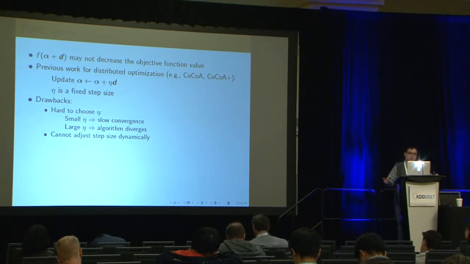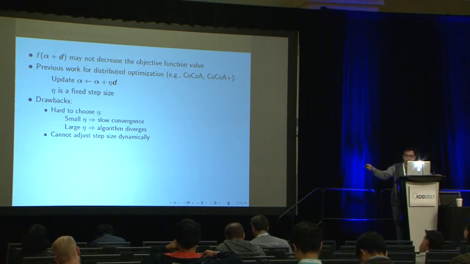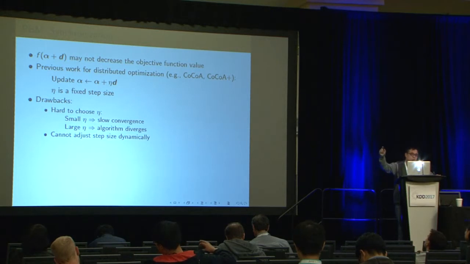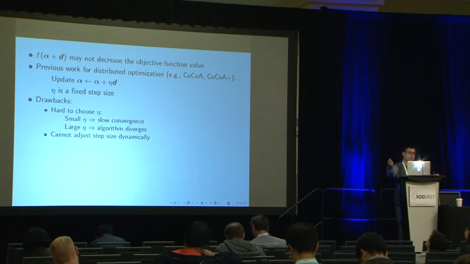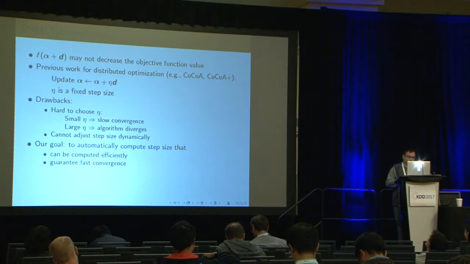But in a distributed system, I just want to solve the problem using multiple machines. If there's an additional parameter to tune, then you may spend even more time to find this parameter. Another drawback is that if you just use a fixed step size, then you cannot automatically adjust the step size dynamically during your process. Maybe in the beginning you want to use a smaller step size, and in the end a larger step size. You cannot do this in previous work. Our goal is to automatically choose the step size which can be computed efficiently and guarantee fast, linear convergence.